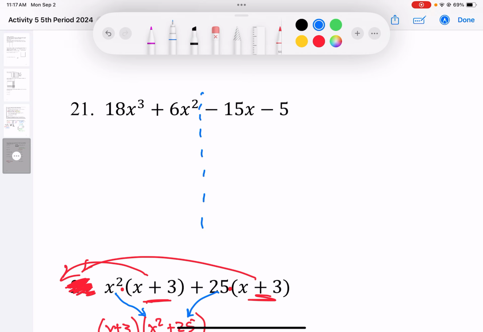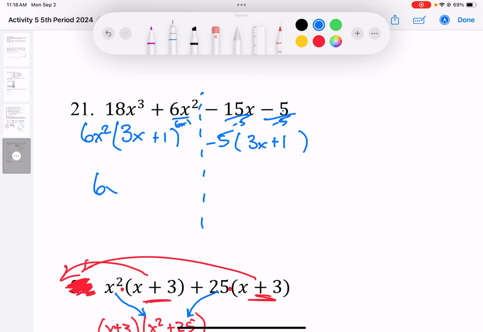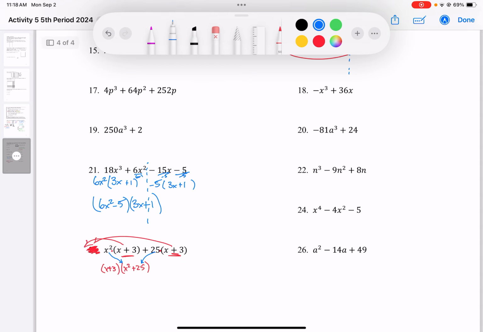Split that down. So this one I do have a 6x squared in common. So that leaves me with 3x, and then 6x squared divided by 6x squared. Well, that's just 1. That's okay. That's actually great. Here, I need to have the exact same thing. Okay, so if I have a negative 5, I need to divide it by something to get it. I know it has to be negative 5, so here I'm going to divide by negative 5. And that leaves me with a positive 3 and a positive 1. So that's a 6x squared minus 5, and then 3x plus 1. And that's factoring by grouping.